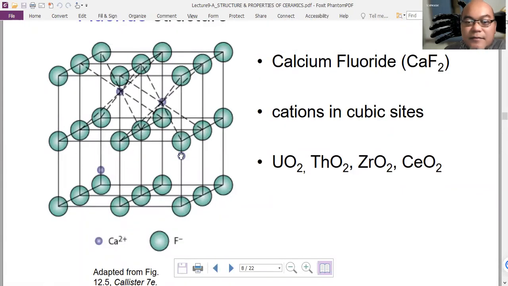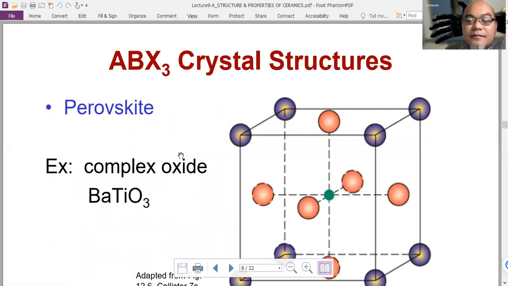Inside the cubic. Then we have another crystal structure, ABX3. This is a structure which is currently quite famous, becoming more famous because of the various applications of ABX3 crystal structure ceramics. Perovskite is among the types of these ceramics that has the ABX3 crystal structure. So this consists of three different elements that make up the ceramics.